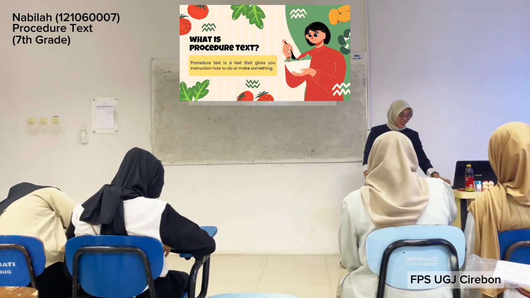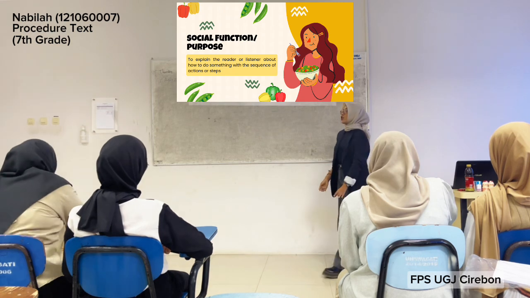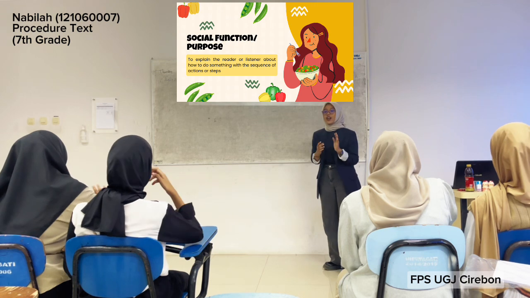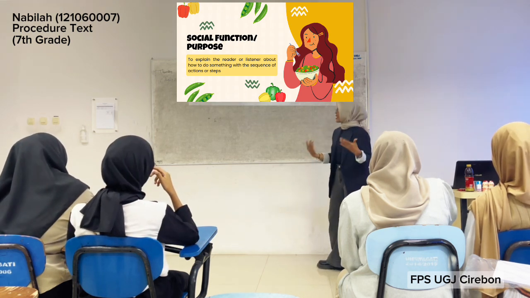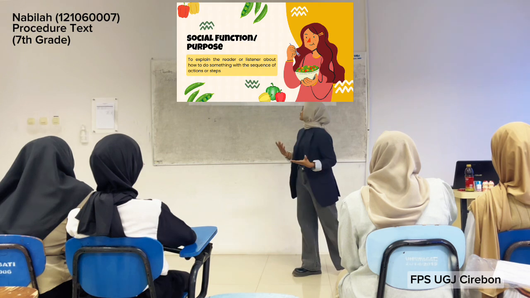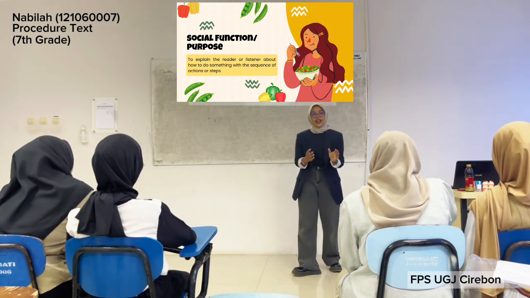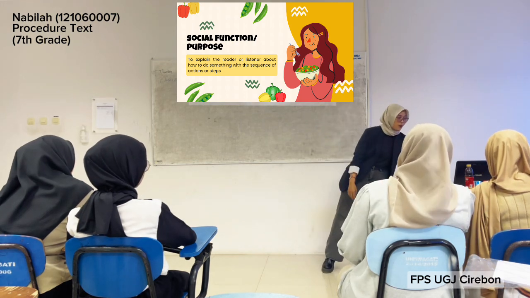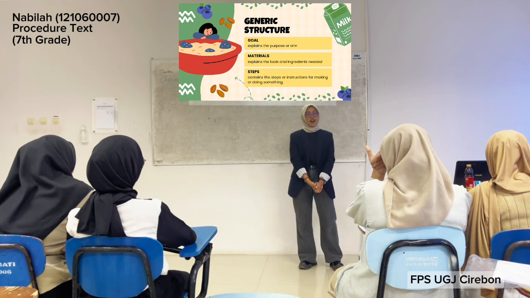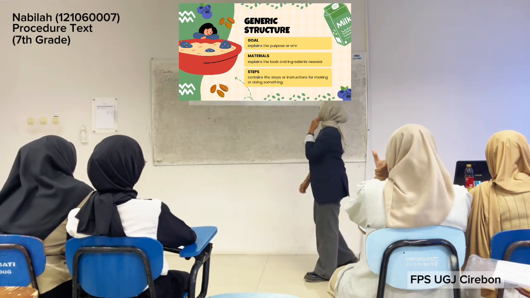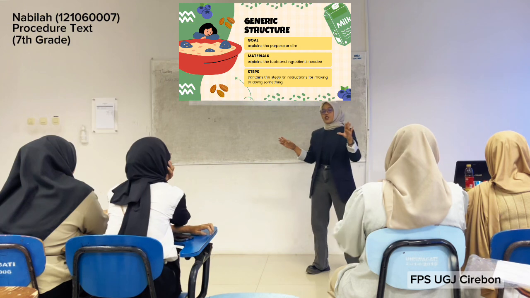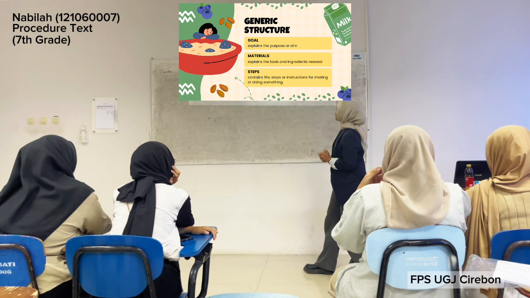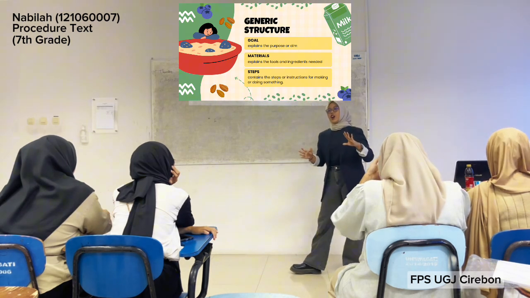Okay. Next, the social function or the purpose of procedure text. It is to explain to the reader or listener about how to do something with the sequence of actions or steps. So that is the purpose of procedure text. And then we have generic structure. So every text has different structures, right? The structure differs in every text depending on the goal of the text.